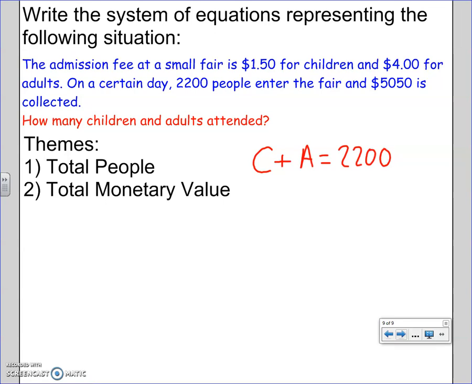Then we have the money stuff in 1. Each child paid $1.50, so 1.50 for every child, plus every adult paid $4 per adult, so if there's 10 adults, that's $40. And the total amount collected was $5,050. Alright, we now have our equations. They're both in standard form. You can make that a matrix and type it in the calculator. And that's it. Just make sure you read carefully.